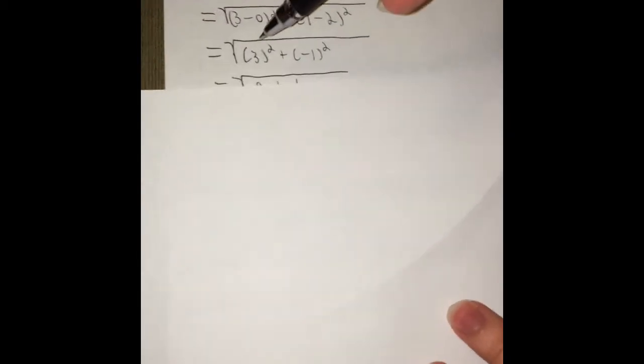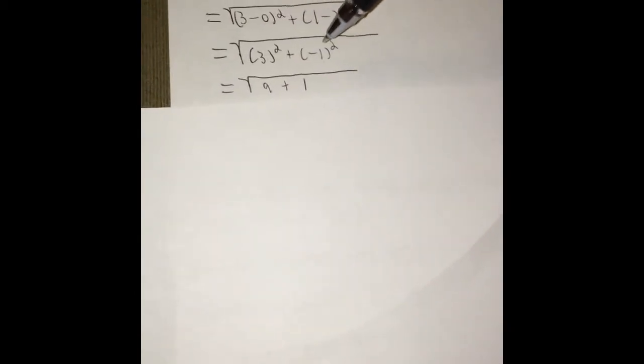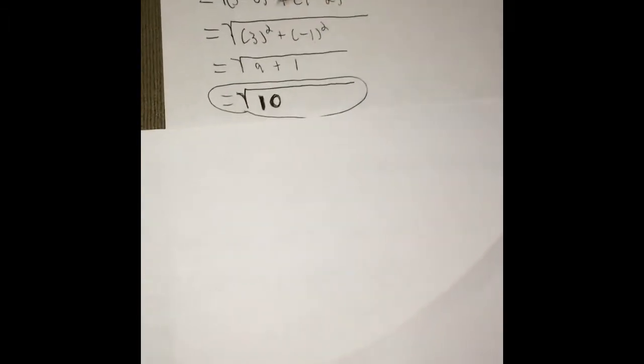And next, you would have to do 3 minus 0 for 3, and 1 minus 2 for negative 1. And then next you'd square both of these for 9 and positive 1. And then you'd add those together for 10, and then you'd have the square root of 10.